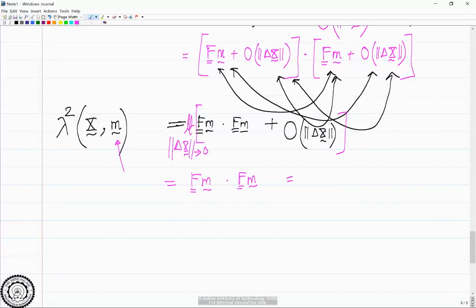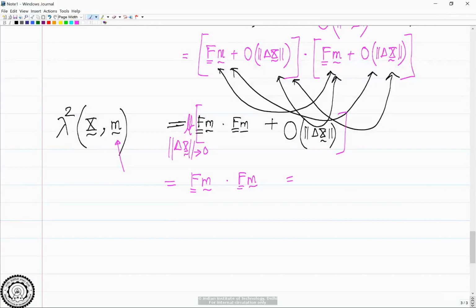So the stretch will be in the direction of M cap. M itself is a unit vector, so you don't have to say M cap. So this is the stretching of a line element in the direction of M. And as you change the direction of the line element, you get different stretching.